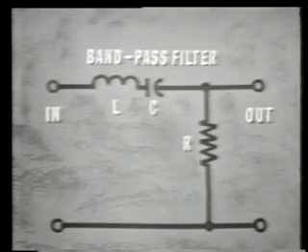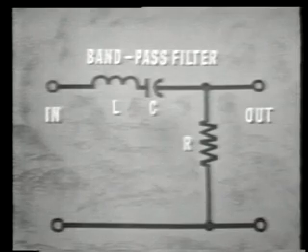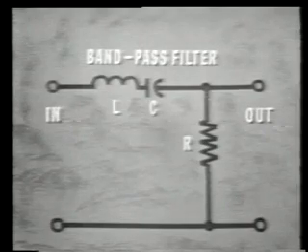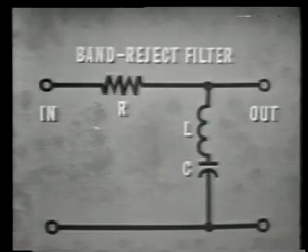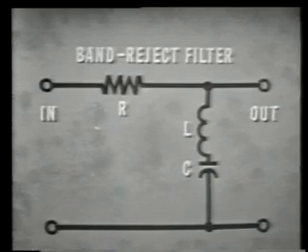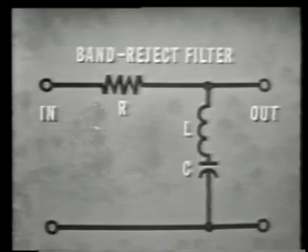A band-pass filter used a series tank circuit and a shunt resistor to pass a selected band of frequencies and reject all others. A band reject filter rejected a band of frequencies while passing all others. This was accomplished by reversing the position of the series and shunt components of the band-pass filter. The resistor became the series component and the tank the shunt component.